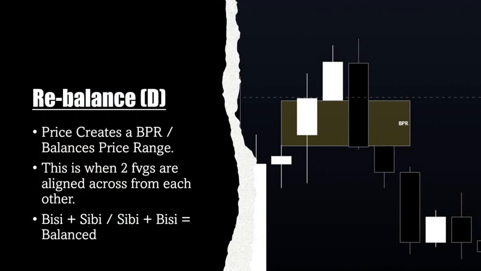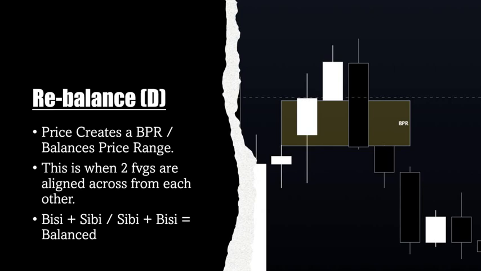And finally, we have the final example of rebalancing price. So rebalance D. Price creates a BPR slash balance price range. So a balanced price range is when you have two fair value gaps that are aligned across from each other. And this can be a BISI plus a SIBI or a SIBI plus a BISI. With these two across from each other, this is a balanced price range.